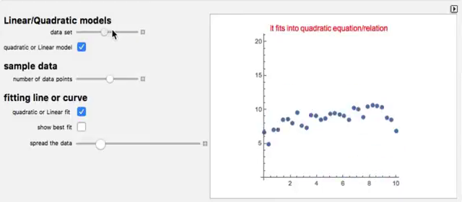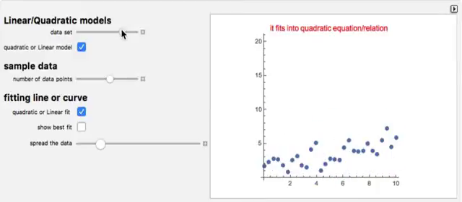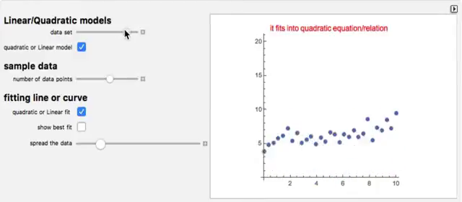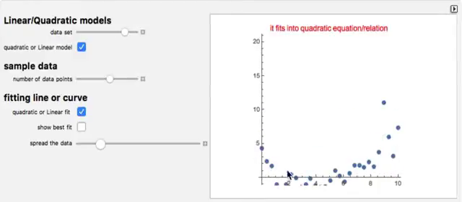I think this might be a good example here. This is obviously a curve right here. So we put the line of best fit, and there's the curve. So this is a quadratic model that fits this scatter plot.